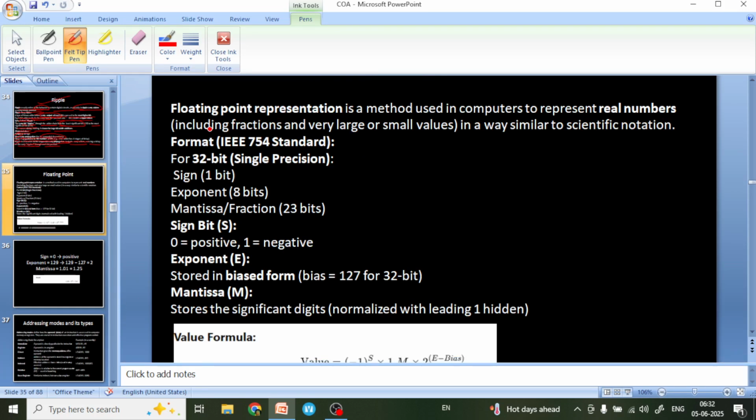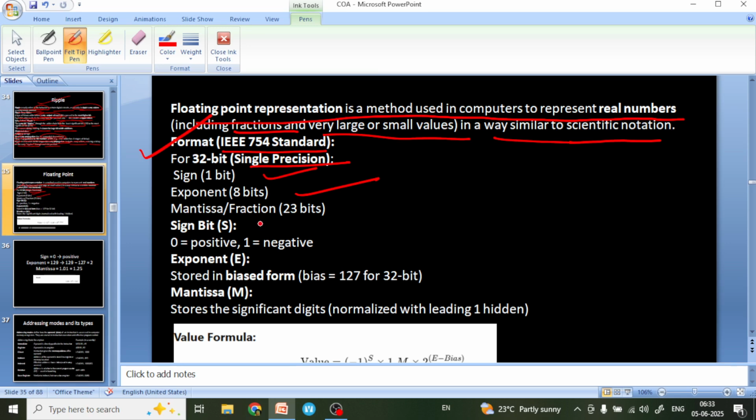Now next is floating point. A floating point representation is a method used in computers to represent real numbers, decimal numbers including fractions, and very large or small values, similar to scientific notation. The format follows the IEEE 754 standard. For 32-bit single precision: sign is 1 bit, exponent is 8 bits, and mantissa or fraction is 23 bits. Sign bit 0 means positive, 1 means negative. The exponent E is stored in biased form with bias equal to 127 for 32 bits, and the mantissa stores the significant digits, normalized with the leading one hidden.